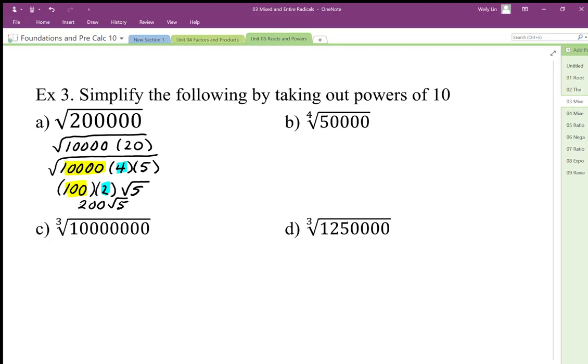All right, so here we have a power of 4, so I need powers of 4. Well, I know if I have 4 zeros here, that means I have a perfect power of 10, a perfect power of 4 with base 10. So I'm going to rewrite this as 10,000 times 5. The 10,000 can be rewritten as 10 to the power 4 times 5.